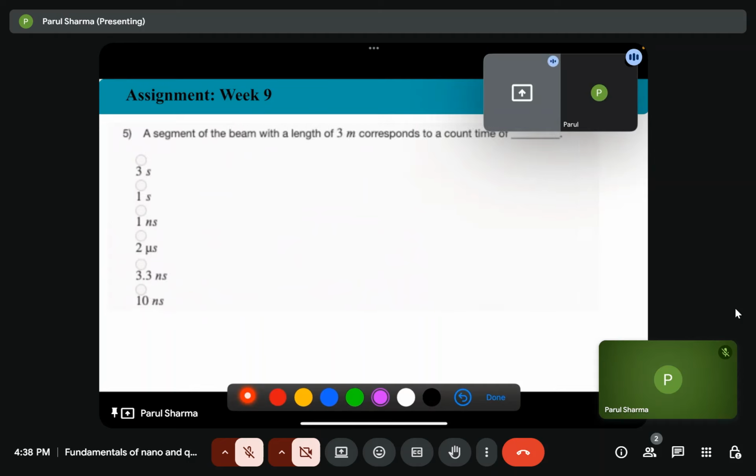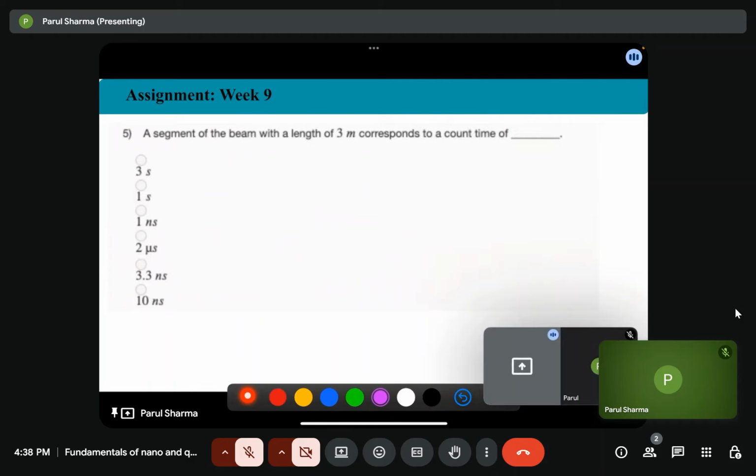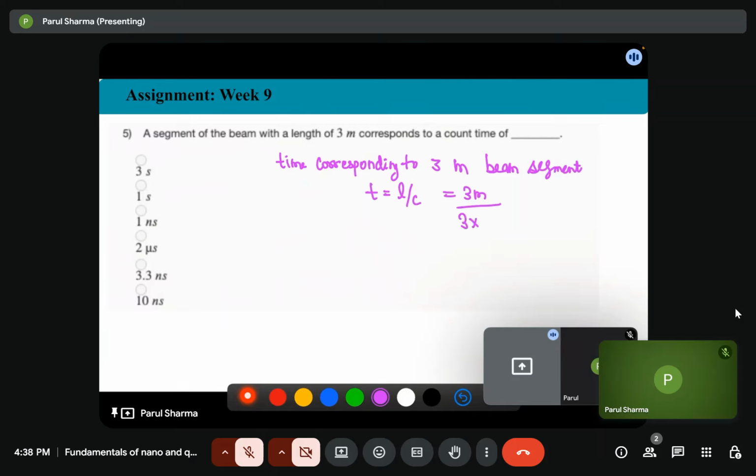Next, question 5: a segment of the beam with a length of 3 meters corresponds to the count time. So we want to calculate the time corresponding to a 3 meter beam segment. So T is equal to L by C, that is 3 meter by 3 into 10 raised to power 8 meters per second, which is 10 raised to power minus 8 second or 10 nanoseconds. So the correct answer is the last option. Next question.